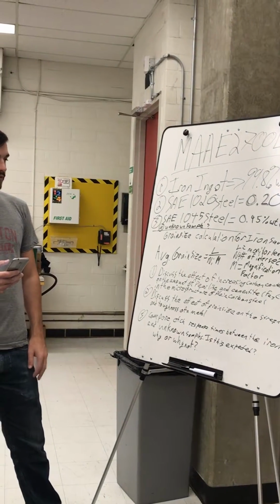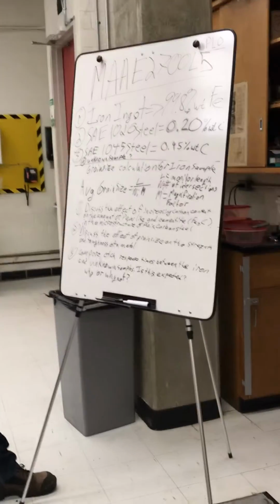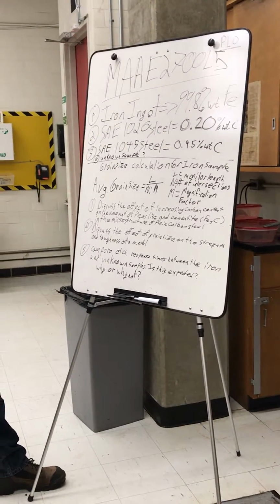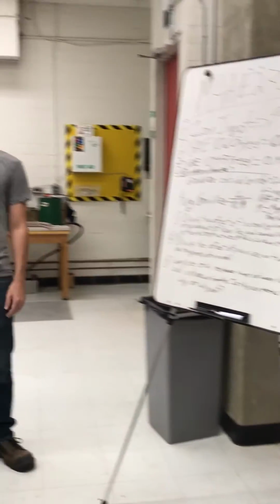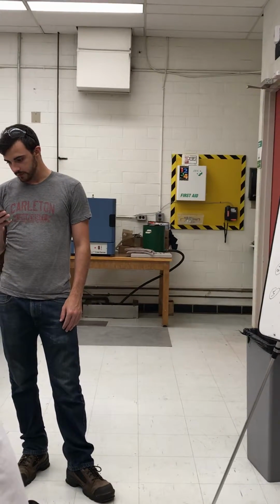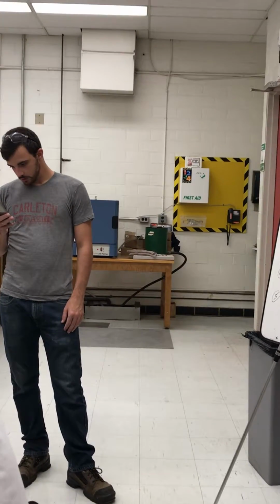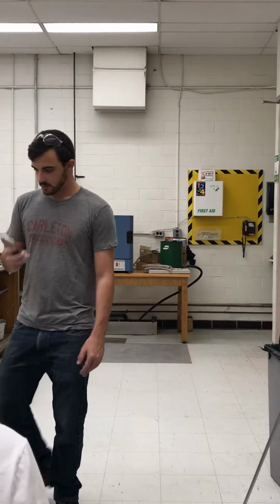So moving on to discussion questions. Discussion question number 1: discuss the effect of increasing carbon content on the amount of perlite and cementite, Fe3C, in the microstructure of plain carbon steel. So I'm going to give you a couple of words about this just to lead you guys down the right track.